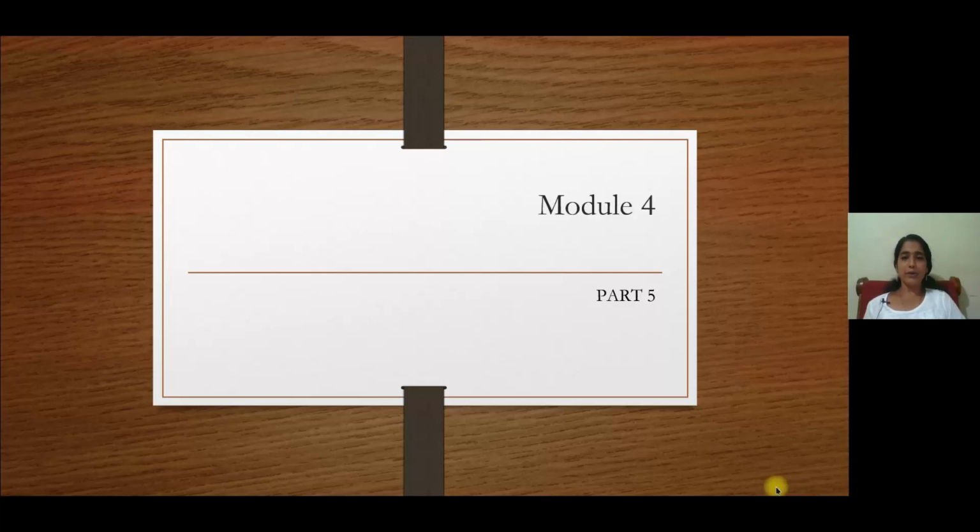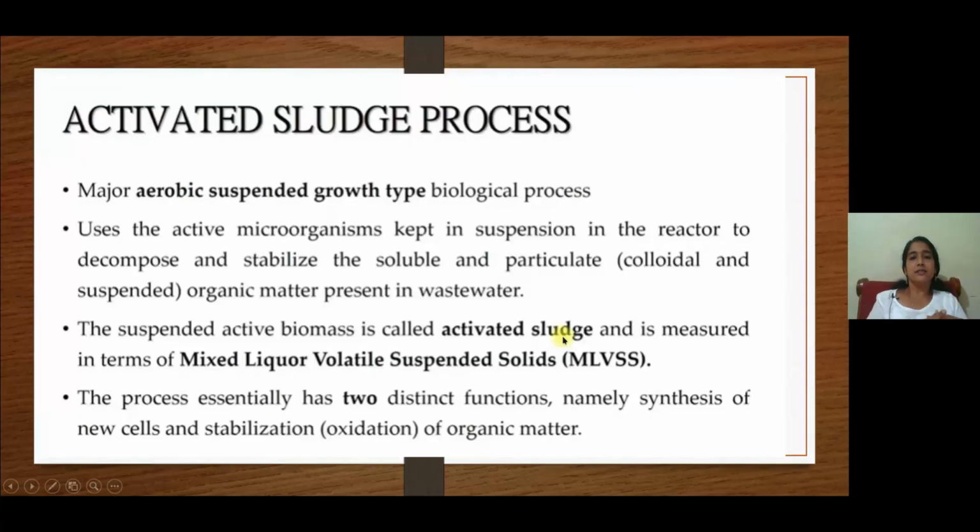In this session, I am going to discuss the activated sludge process. What is meant by an activated sludge process? It is the major aerobic suspended growth type of biological process. It uses active microorganisms kept in suspension in the reactor to decompose and stabilize the soluble and particulate, that is colloidal and suspended, organic matter present in the wastewater.